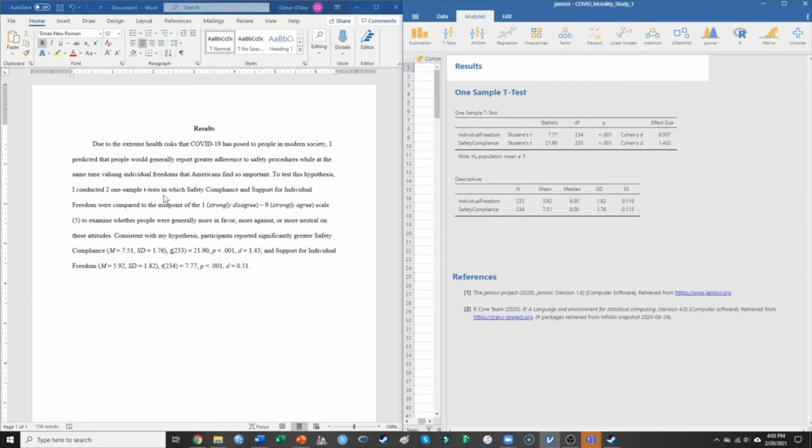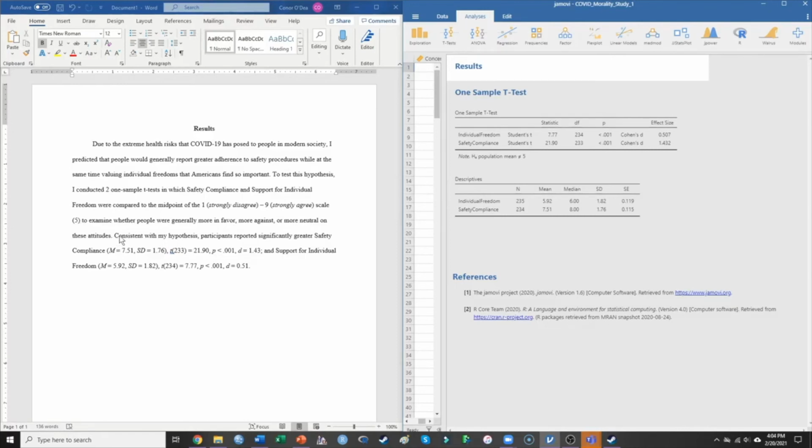So I conducted two one-sample t-tests in which safety compliance, that was my first variable there, and support for individual freedom were compared to the midpoint of the 1 strongly disagree to 9 strongly agree scale. And the midpoint there was 5. So I'm actually telling the reader what I compared these values to, to examine whether people were generally more in favor, more against, or more neutral on these attitudes.